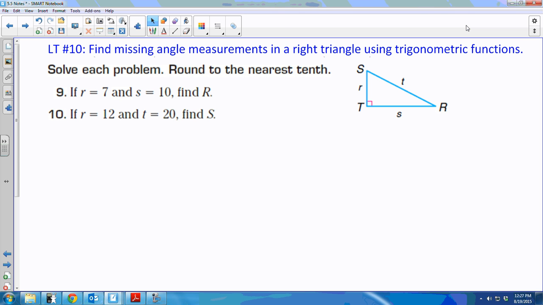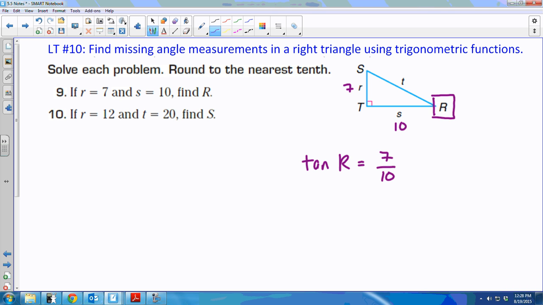All right? So for the first one, we're finding missing angle measures. It says if side R is 7 units and side S is 10 units, we want to find angle R. Looking at angle R, we have the opposite side and the adjacent side. So what trig function do you use? We have tangent of R equals 7 over 10. To solve for angle R, I take the inverse. So angle R will be whatever the inverse tangent of 7/10 is.